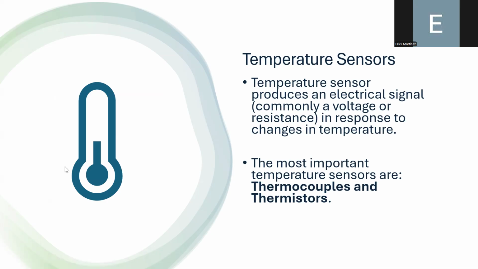Typically, we have two types of temperature sensors, but in principle, they work basically in the same way. They produce an electrical signal, typically a voltage, based on the changes in temperature. That is the basic principle of operation. We have a change in voltage that is related to a change in temperature. And the most common types of temperature sensors are the thermocouples and the thermistors.